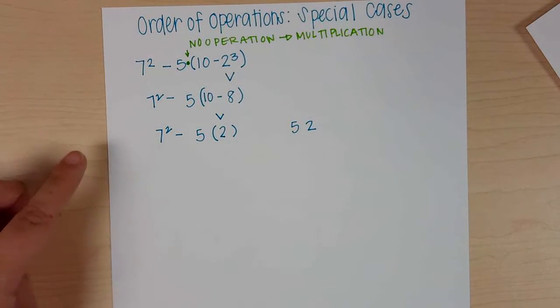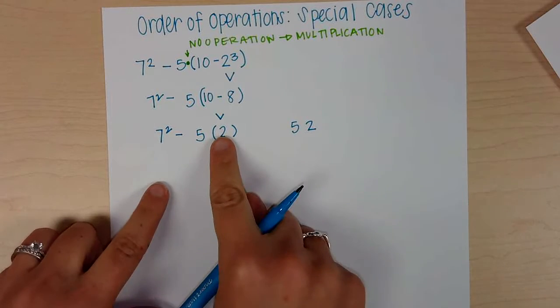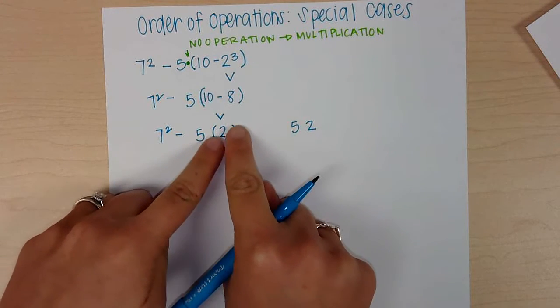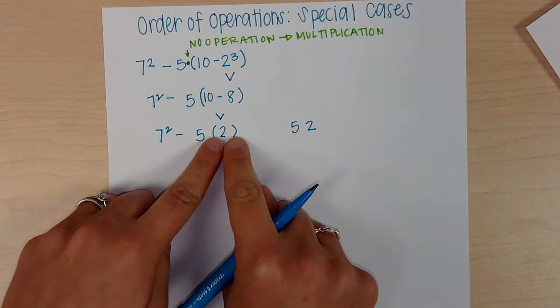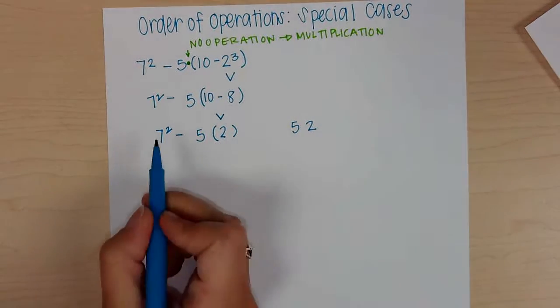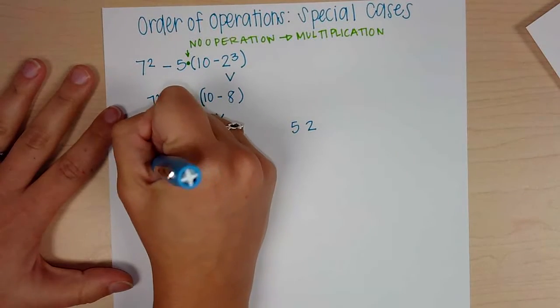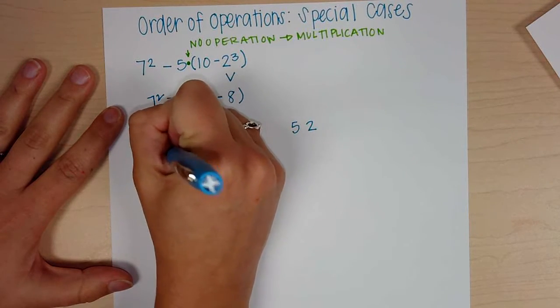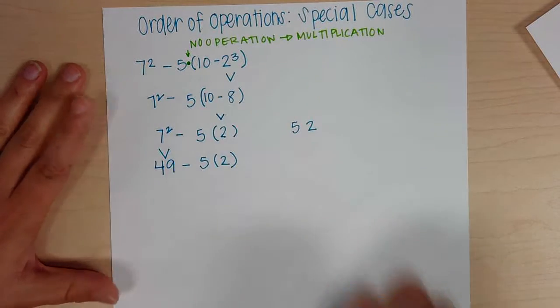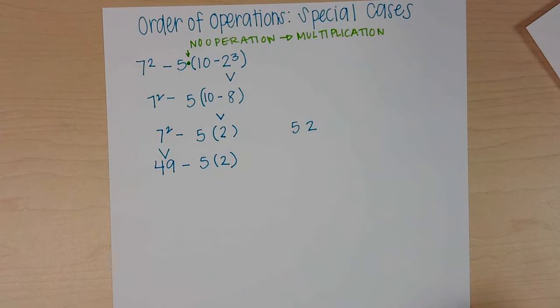All right, next, I finished inside my parentheses. Everything inside my parentheses is done. This shifts now from parentheses to multiplication. So I'm done with parentheses and I move on to my exponents. 7 squared is 49. I bring down the remainder of my expression. Now I'm done with exponents and done with inside parentheses, so I'm left with multiplication.